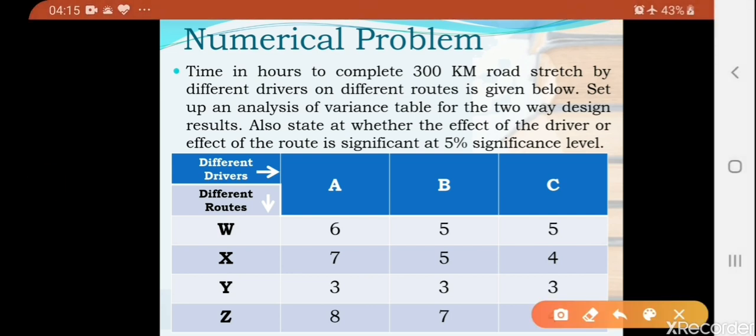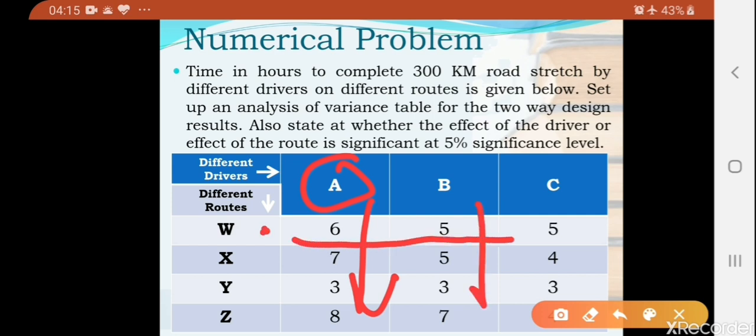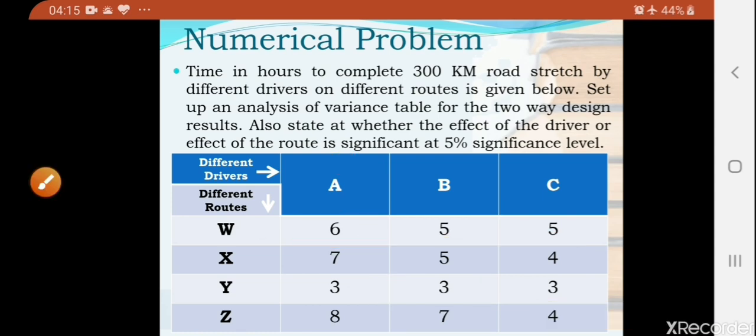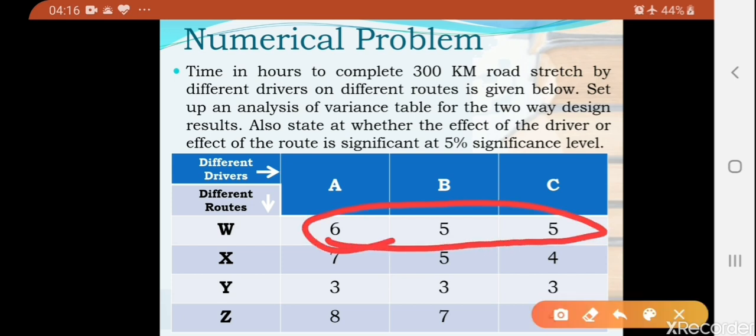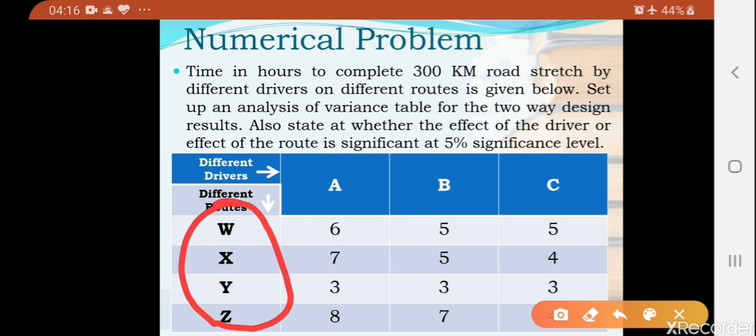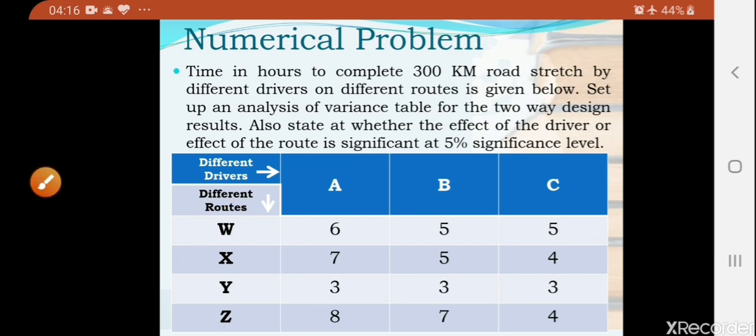Okay, so now each driver has driven the vehicle on different routes. Similarly, for one route, all the drivers have driven, and the time taken by them for the journey has been noted. So we want to find out whether the differences in the drivers are significant, or whether the difference between the routes is significant. So this is a two-way ANOVA as we are considering two factors.